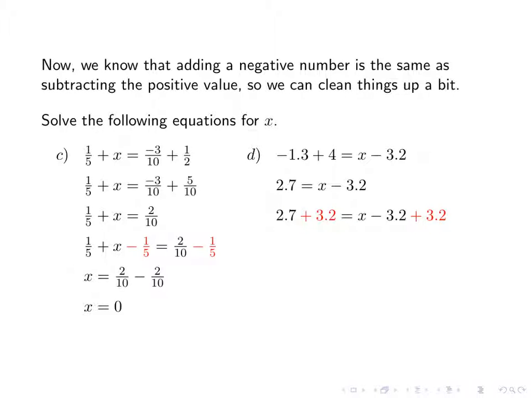Then we're going to add a positive 3.2 to both sides so that they will cancel out on the right. And 2.7 plus 3.2 is 5.9. So we have 5.9 on the left and x on the right. So x equals 5.9. And again, you can always plug it back into your original equation to double check. Is negative 1.3 plus 4 equal to 5.9 minus 3.2? You should always, always, always double check your answer.